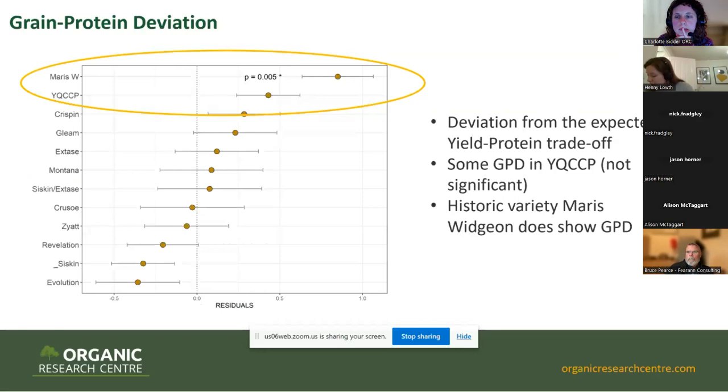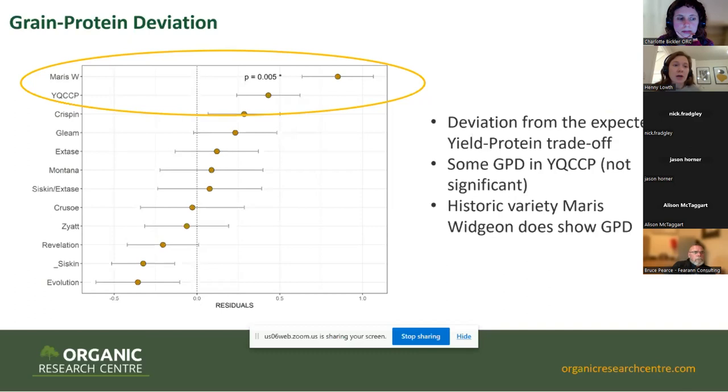So now we're going to look at grain protein deviation. In wheat varieties, there's what's called a yield protein trade-off. Generally, as yields increase, protein decreases in wheat. But we wanted to look at whether varieties showed something called grain protein deviation. This isn't that they showed necessarily the highest yield or the highest protein, but that they showed higher yield or higher protein than what would be expected. We compared the grain protein deviation to Siskin as our control.